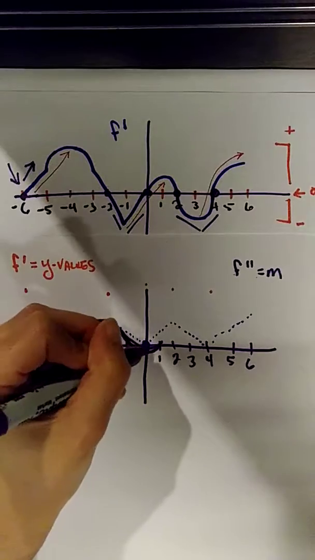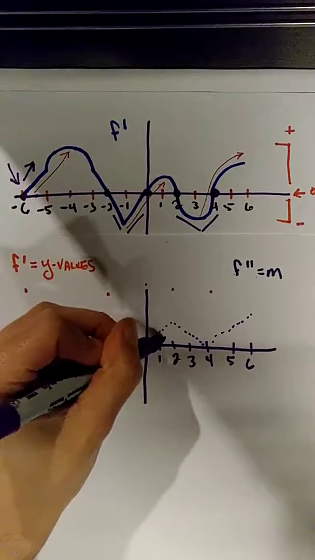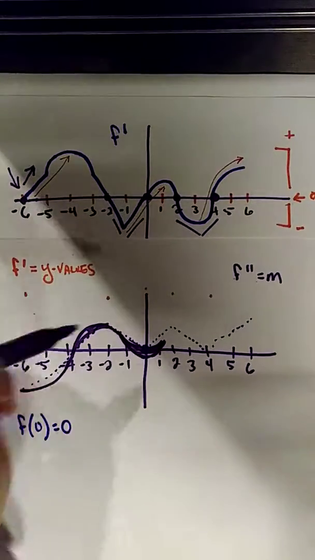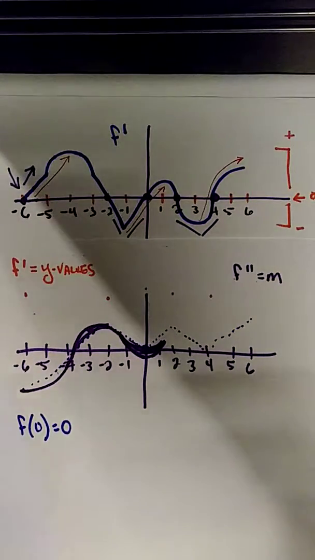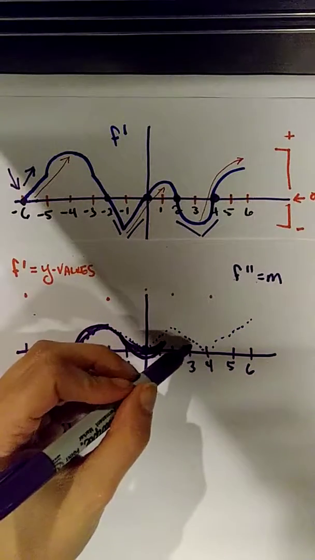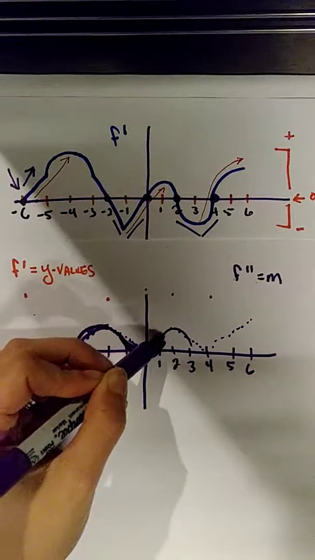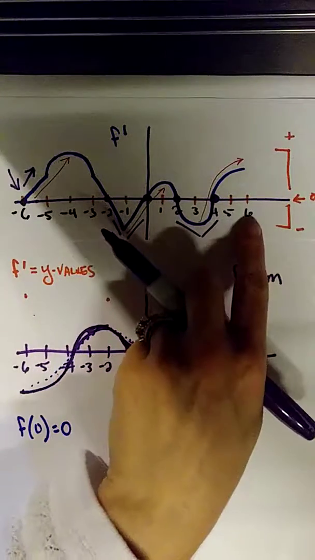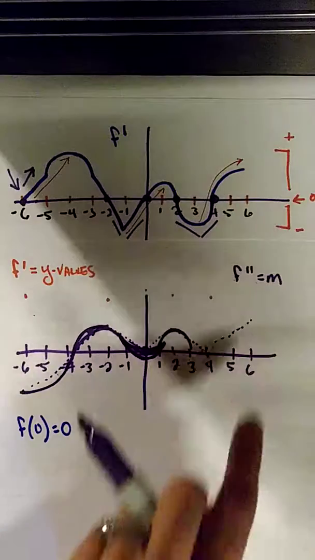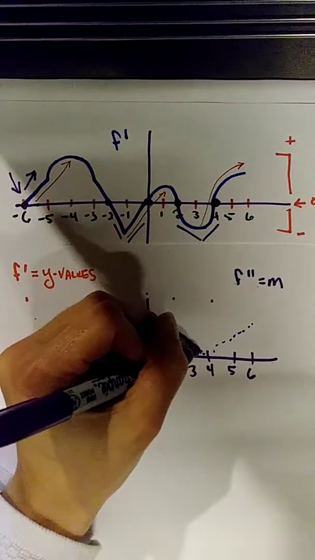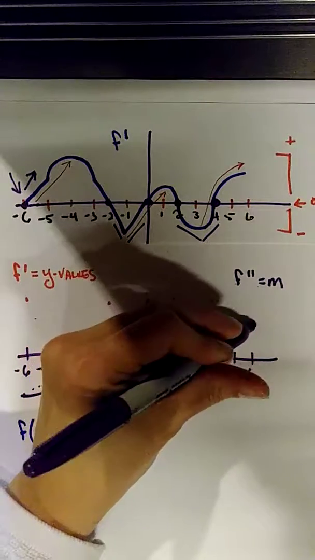We do have to make sure that it goes through our point 0, 0. So I'm going to draw it a little higher here. There we go. All right. So here we are concave up like a cup. Then I have a negative slope again from 1 to 3. So I'm concave down from 1 to 3. There we go. 1 to 3. And then from 3 to 6, that whole time, I'm concave up. So from 3 to 6, this whole time, I'm going to be up like a cup.